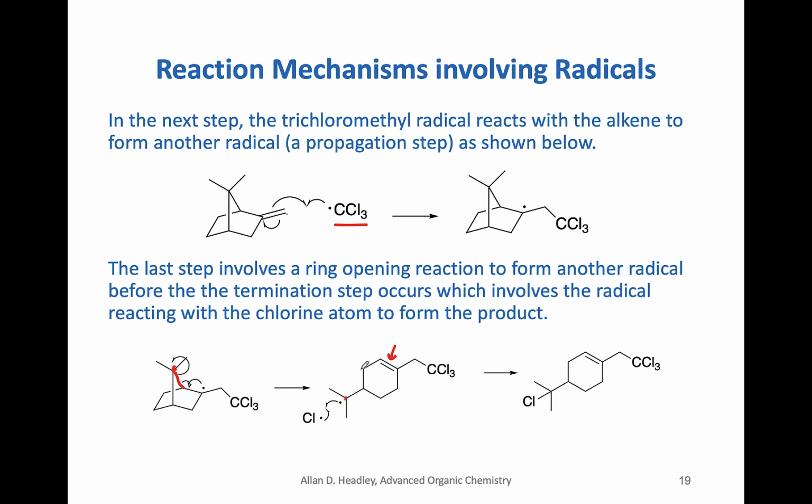And the last step, as you can imagine, is that the chlorine radical reacts with this to form a bond right here. So again, you should be able to propose mechanisms to explain the formation of products, typically one organic product, from a reactant.